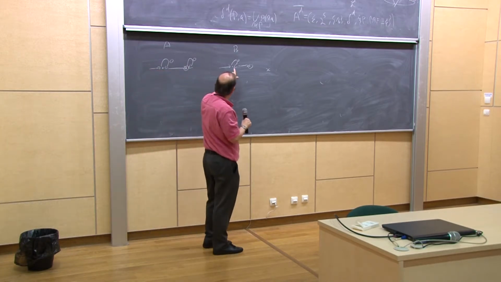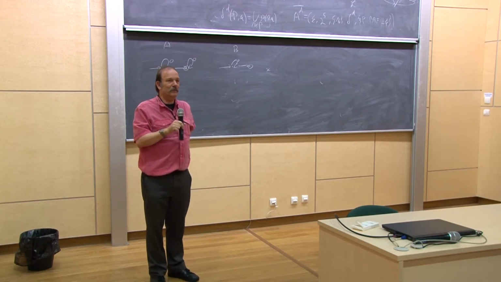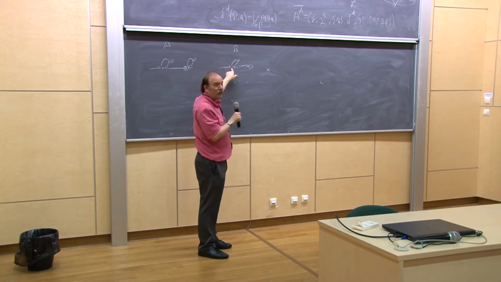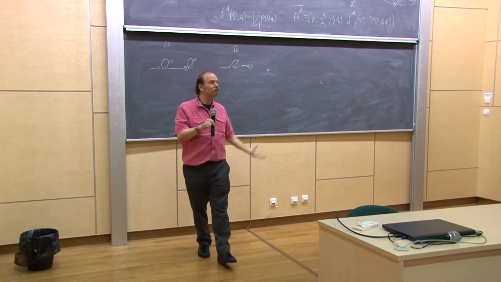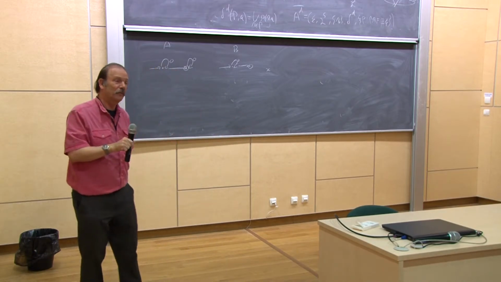How about this automaton? Does it accept 0 to the omega? Why not? What are your options? If you go here, you can stay here forever, but then you're not accepting. You really want to go to the promised land, but once you go there, you die. Okay? So you're stuck. You cannot accept.